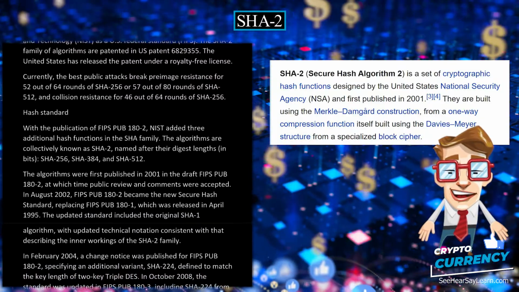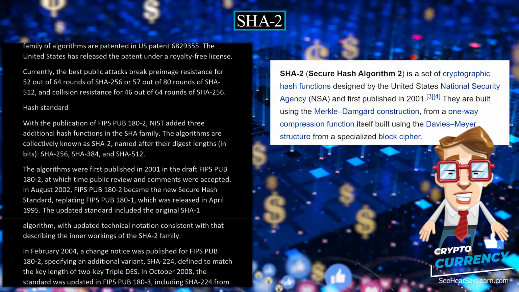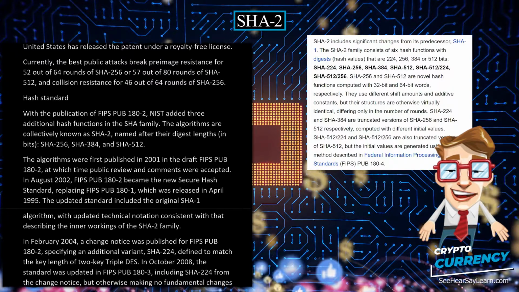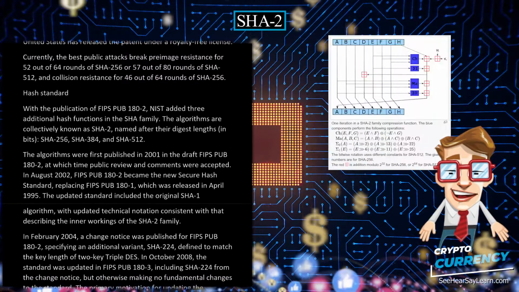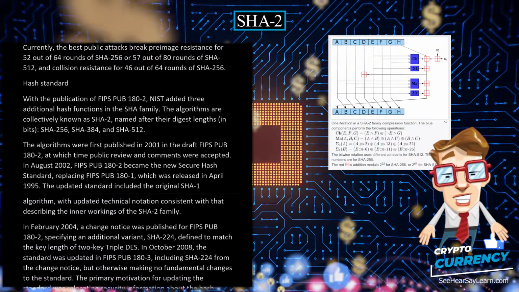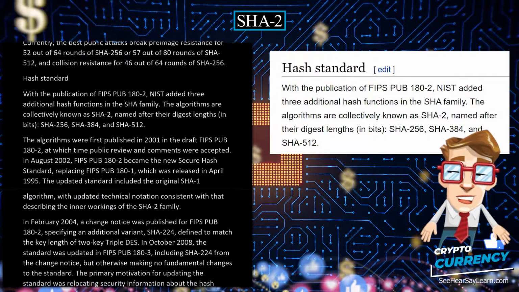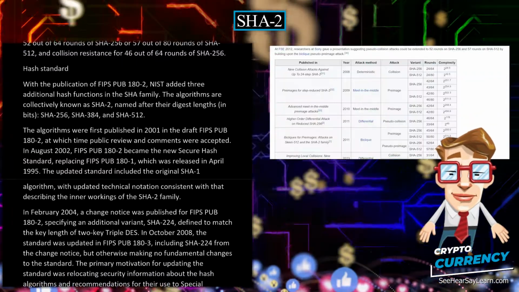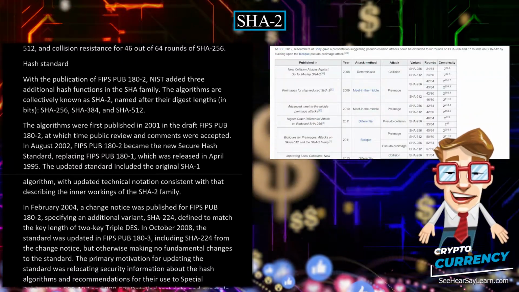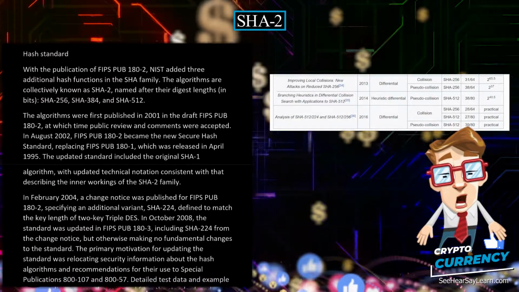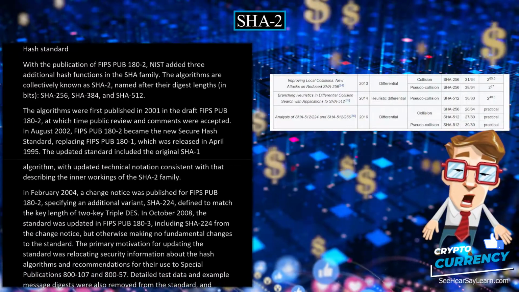Currently, the best public attacks break pre-image resistance for 52 out of 64 rounds of SHA-256 or 57 out of 80 rounds of SHA-512, and collision resistance for 46 out of 64 rounds of SHA-256.